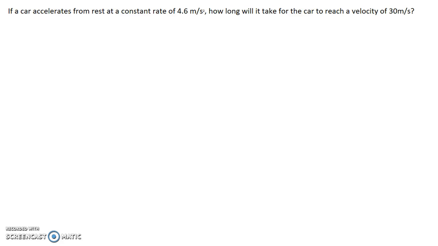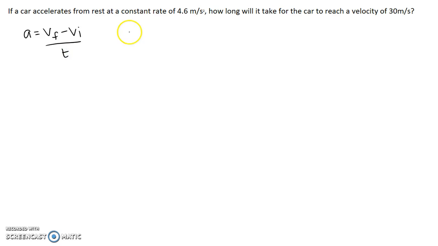If a car accelerates from rest at a constant rate of 4.6 meters per second squared, how long will it take for the car to reach a velocity of 30 meters per second? So for this equation, we need to use our acceleration equation again. And so if we write that at the top here, a is equal to vf minus vi over t.